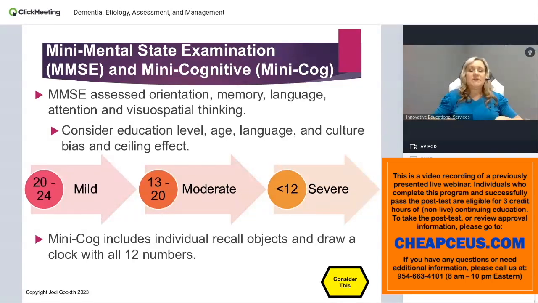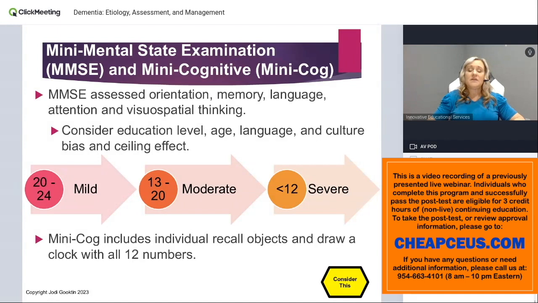Mini mental state examination and the mini cognitive assessment. These tools cannot be utilized, just to preface for all of them, to diagnose Alzheimer's disease or to diagnose dementia. We're utilizing these to identify the cognitive strengths and limitations of the individual for our planning. So you're probably going to use several different assessment tools to gather the most information to help guide your interventions.